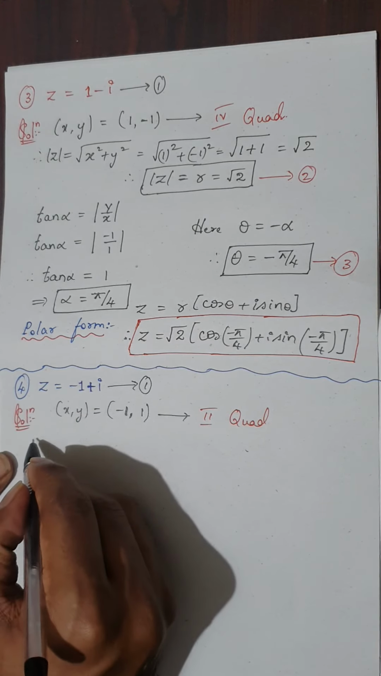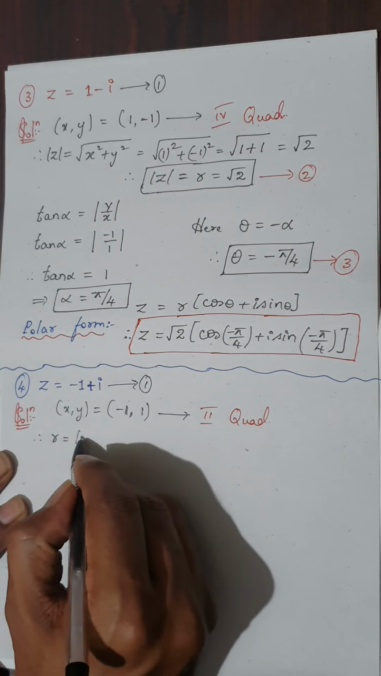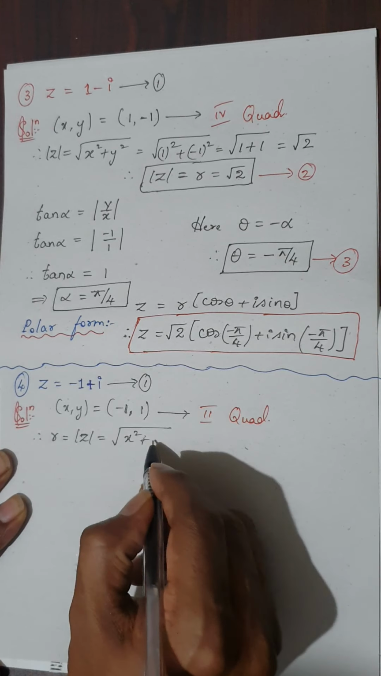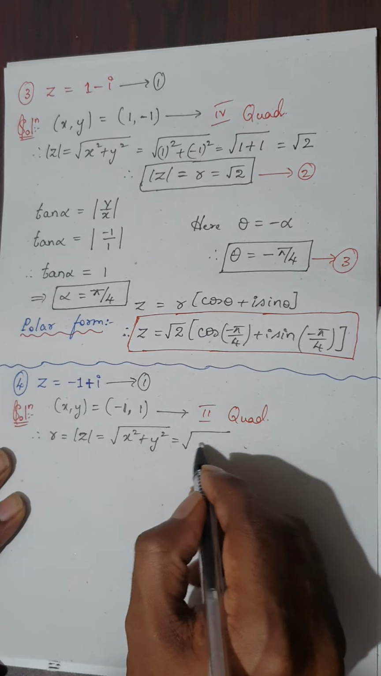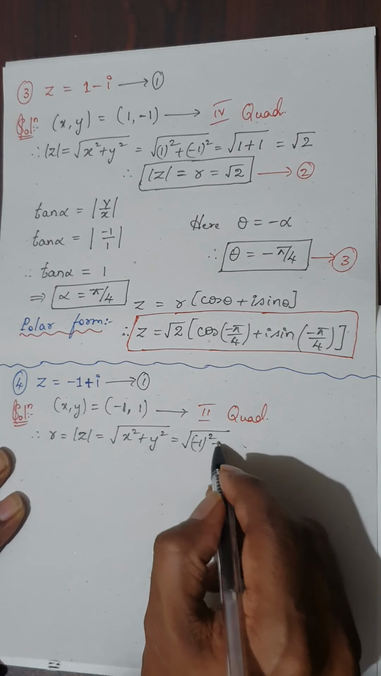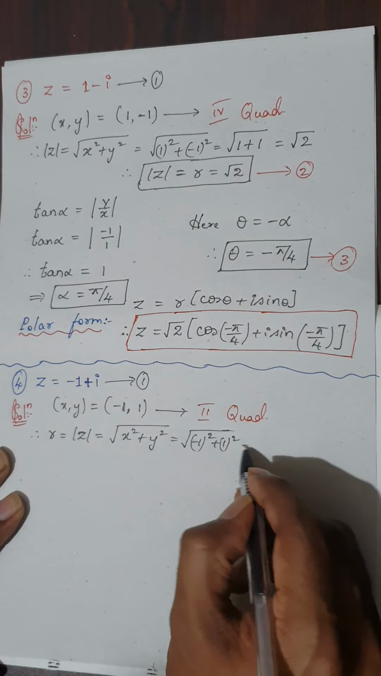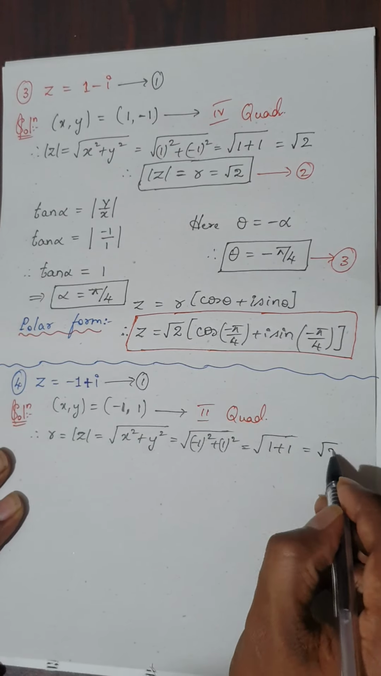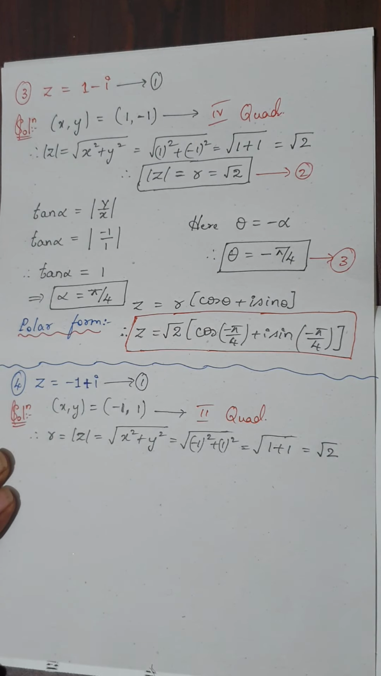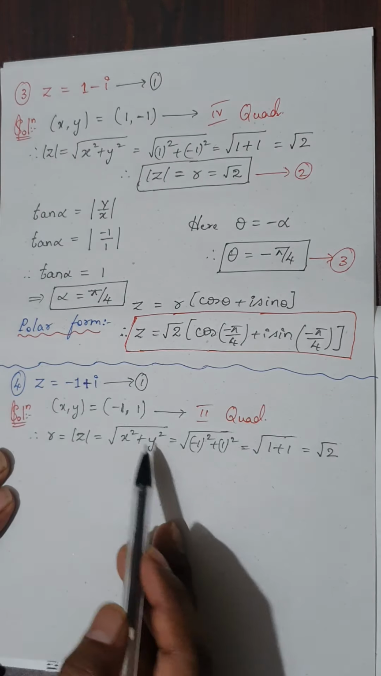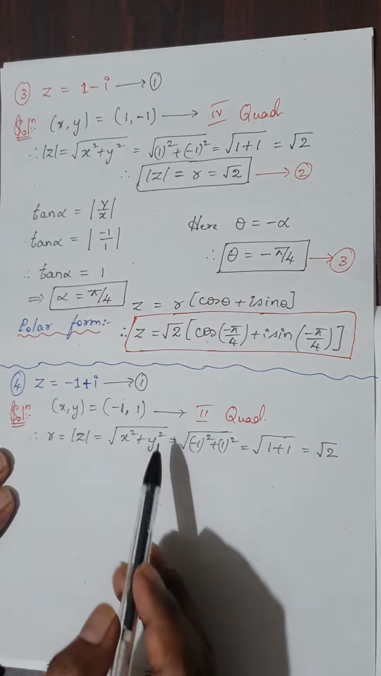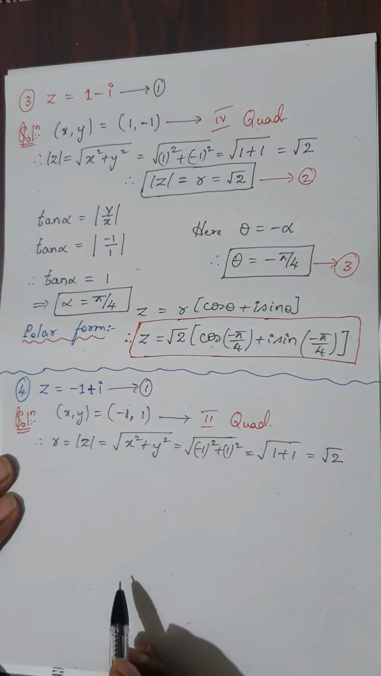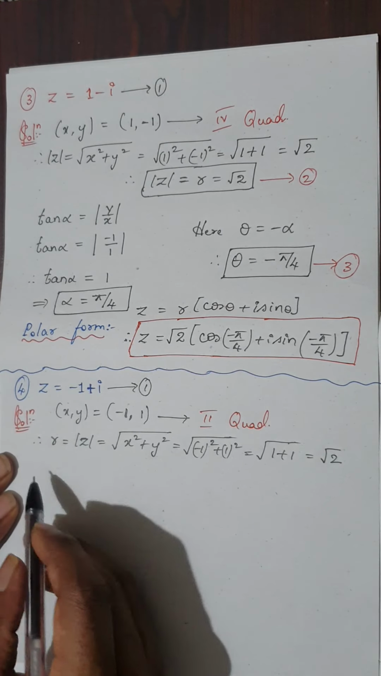Let us first find the modulus value. Therefore, r value is nothing but mod z. That will give me square root of x square plus y square. So this will give me square root of x is minus 1 square plus 1 square. So this will give me root of 1 plus 1. I will simply get root 2. Similar to the previous problem. All the points are the same. Only thing is they are in different quadrants. That is the only change between question number 3, 4 and the coming question number 5 also. Okay.